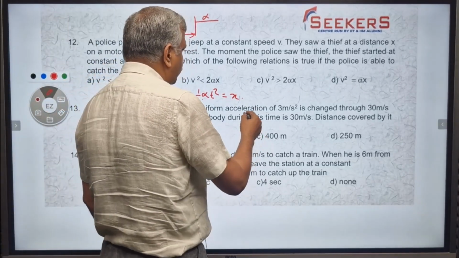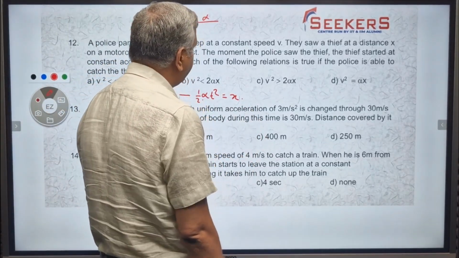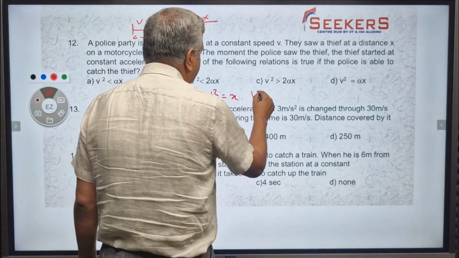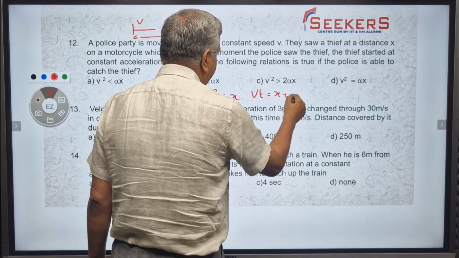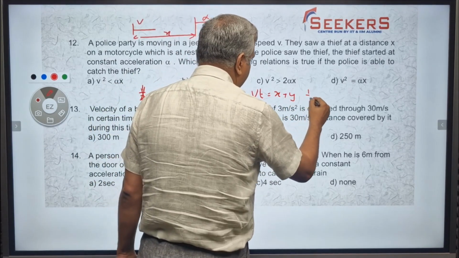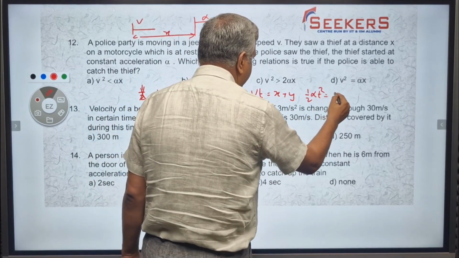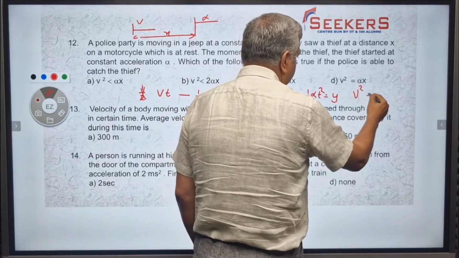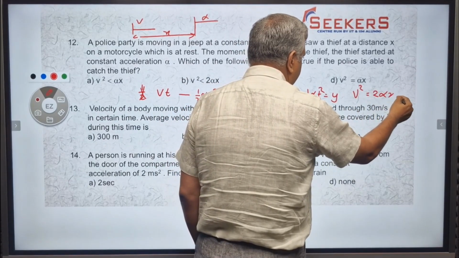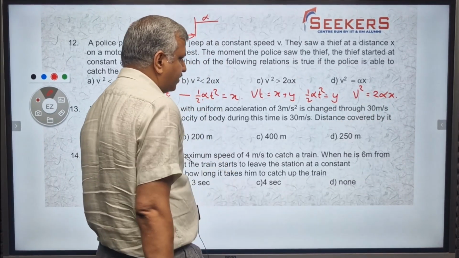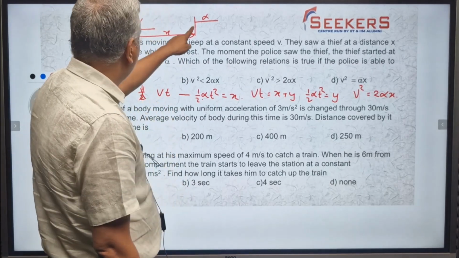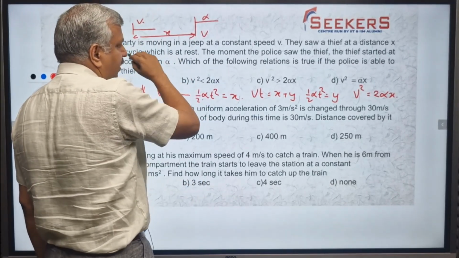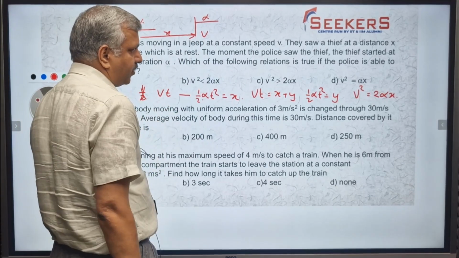So let's see. I can also do it this way. I can look at their relative velocities. Okay, vt is equal to x plus y, then half alpha t squared is equal to y, or if I look at this, v squared is equal to 2 times alpha x. Yeah, so let's understand this. So this guy is moving. Now understand, the moment this guy's velocity becomes more than v, the police will never be able to catch him.